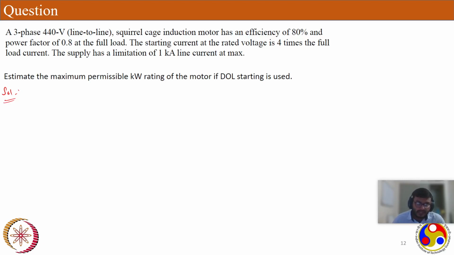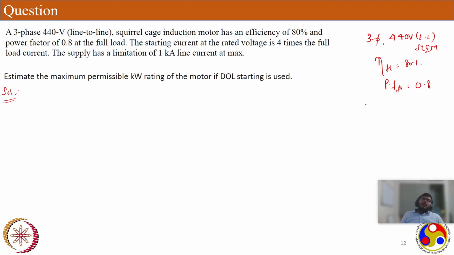So the question is, a three-phase 440 volts line-to-line voltage squirrel cage induction motor, having an efficiency of 80% and a power factor of 0.8 at full load. Let's try to write the given data. It's a three-phase 440 volt squirrel cage induction motor, and efficiency at full load is 80%, and power factor at full load is 0.8.